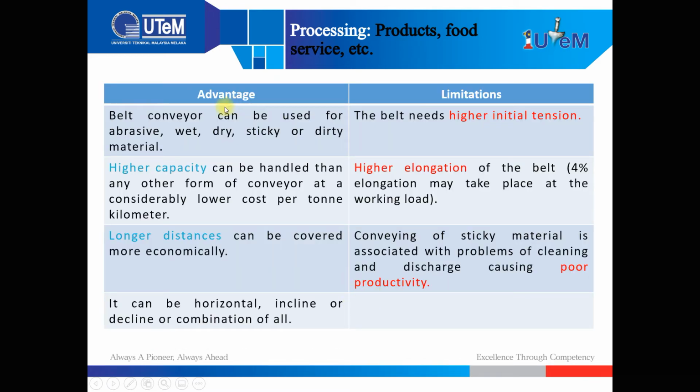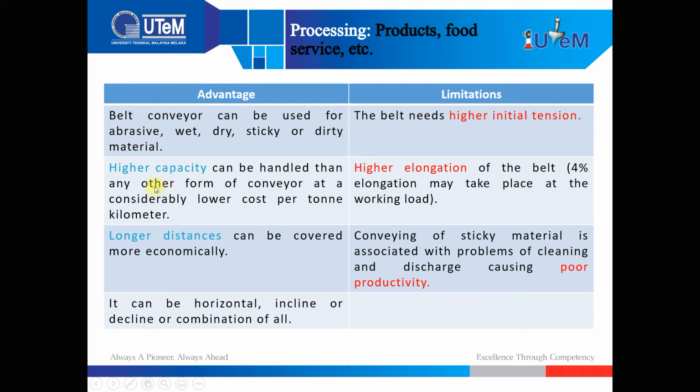And then these are the advantages and also the limitations. The belt conveyor can be used for abrasive, wet, dry, sticky or dirty material. So these are the advantages of using the belt conveyor. The first point is that the belt conveyor can be used for abrasive, wet, dry, sticky or dirty material, any condition. But its limit, the belt needs higher initial tension.